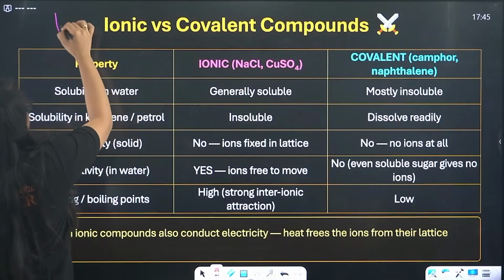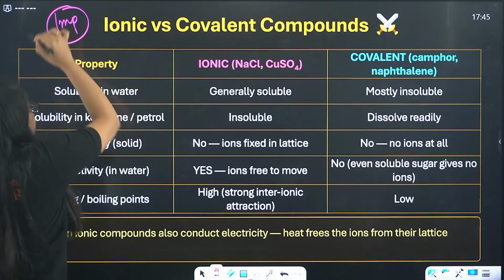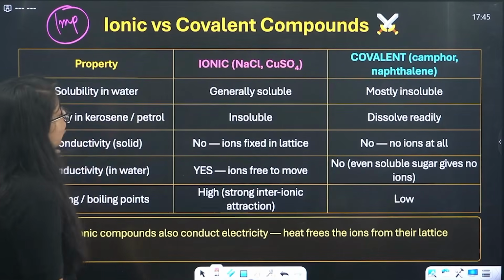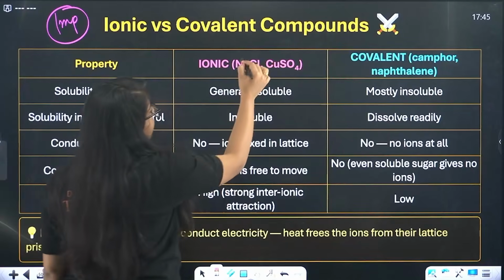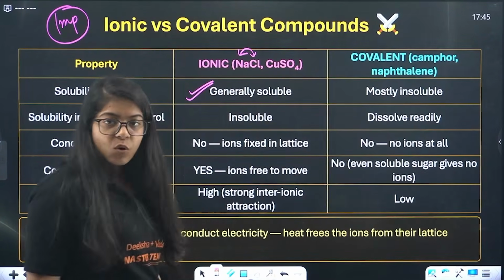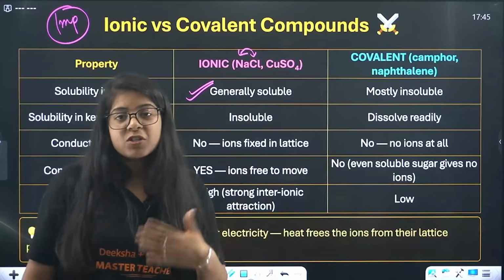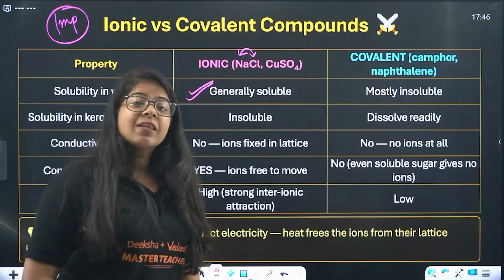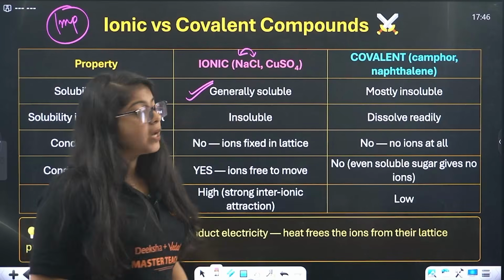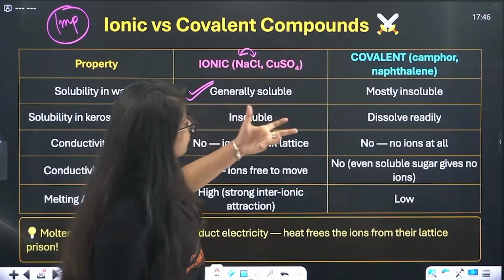Next beta, we have a very important topic: ionic versus covalent compounds. It is very, very important, so make sure you learn all these points. Solubility in water: ionic compounds have transferred their electrons, so they are generally soluble in water. In water we also have H positive and O2 negative ions, so they become ionic inside the water solution.